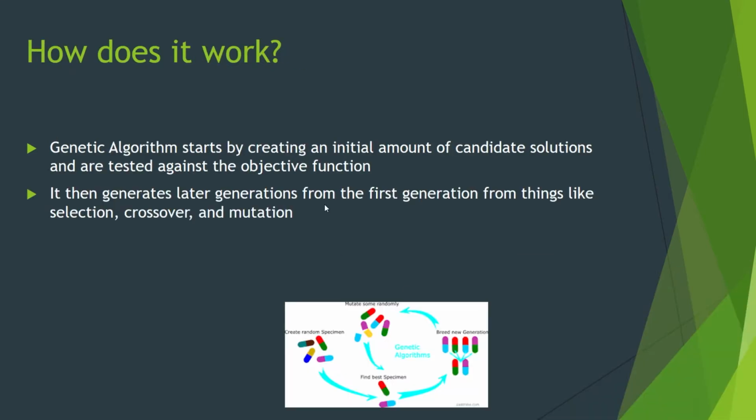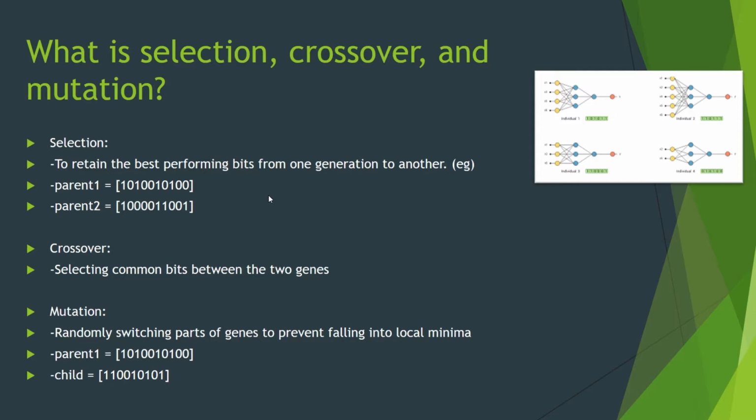How does it work? Genetic algorithms, well, first it starts by creating an initial amount of candidate solutions, like answers, and then they are tested against the objective function. What's the objective function? It then generates later generations from the first generation, from things like selection, crossover, and mutation. Now, what is selection, crossover, and mutation?